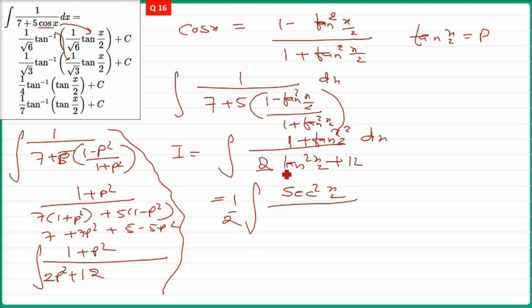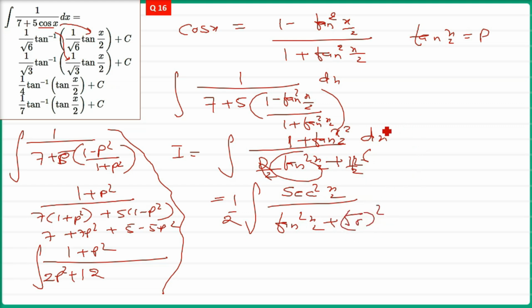So half I am taking outside, that is you have 2 plus 12. If you take 2 out, only 6 will remain as the second term or second constant. So we have tan square x by 2 plus 6. Now we can write it in terms of squares. So this will be tan square x by 2 plus 6, and 6 you can write as root 6 whole square.